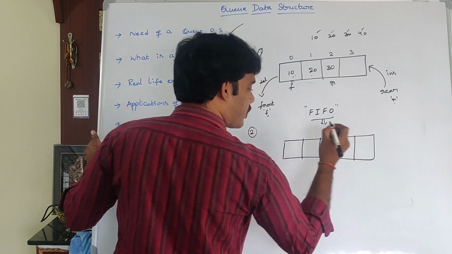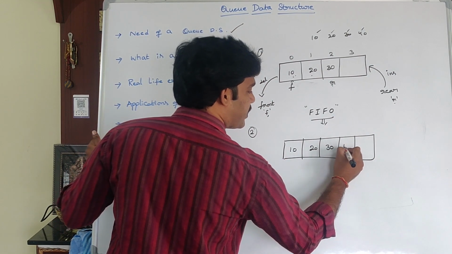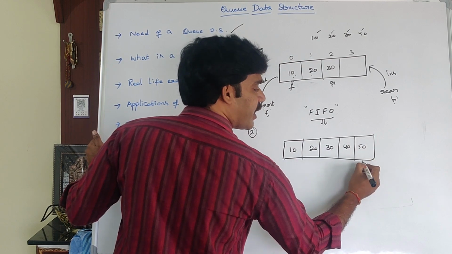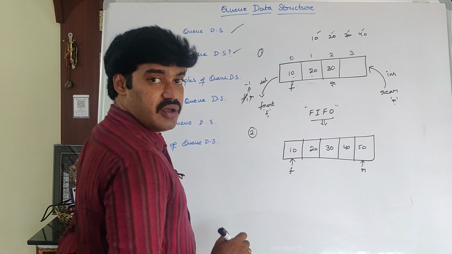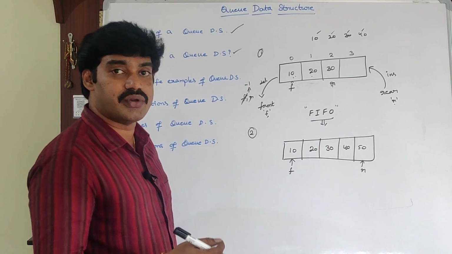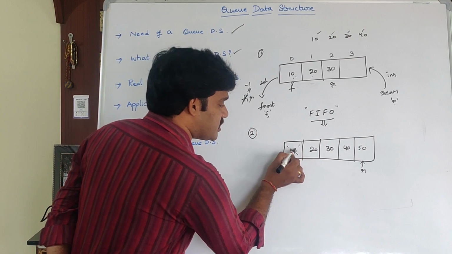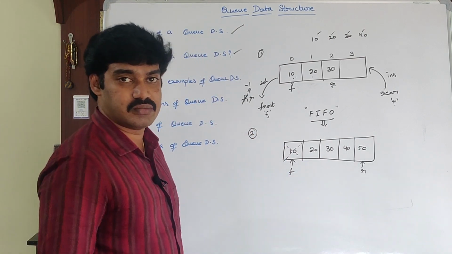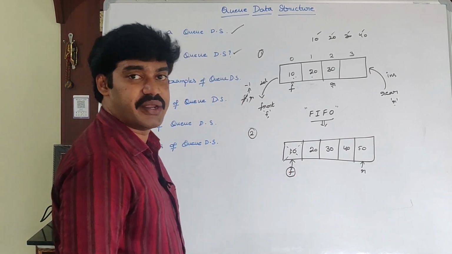Assume that this is your queue data structure. First inserted element is 10, next 20, 30, 40, 50. Rear pointer points to the last element, front pointer points to the first element. Which element is to be deleted if I want to delete an element? The first element is to be deleted. Why? Because this is the first inserted element. Or, the element which is pointed by the front pointer is to be deleted first.